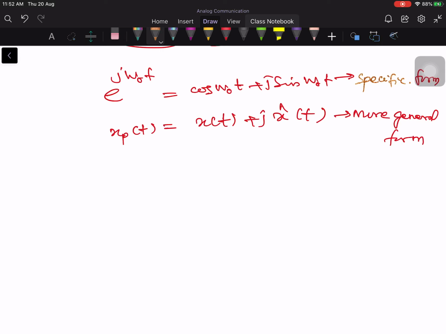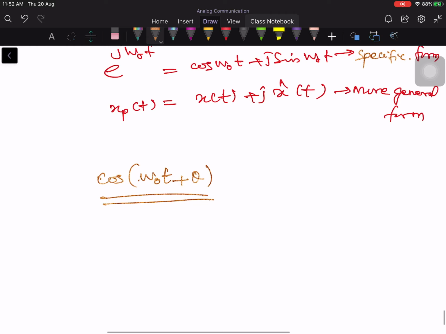Suppose I work with a signal like this. My real signal is cos of omega naught t plus theta. Now I ask you to visualize the signal as a waveform. It is a product of two signals. I forgot to put m of t here. So it is a product of two signals, m of t times cos of omega naught t plus theta. You have m of t and you have cos of omega naught t plus theta.